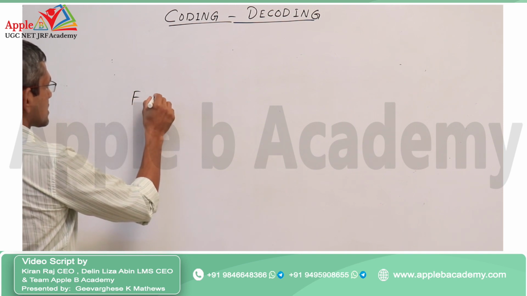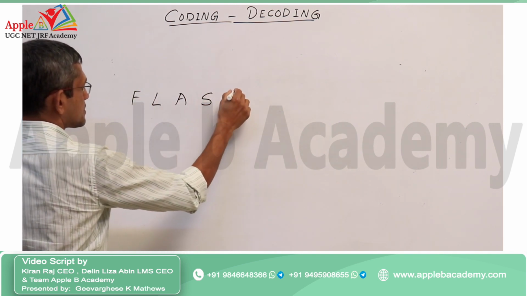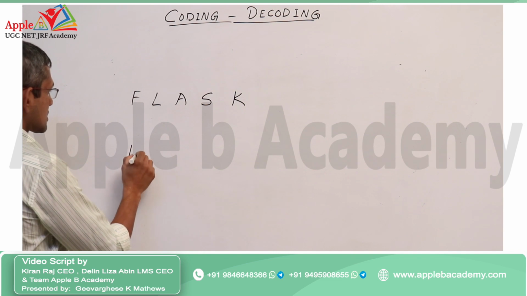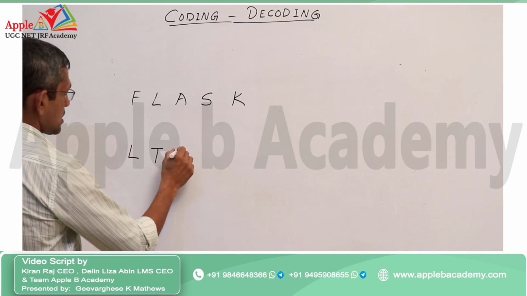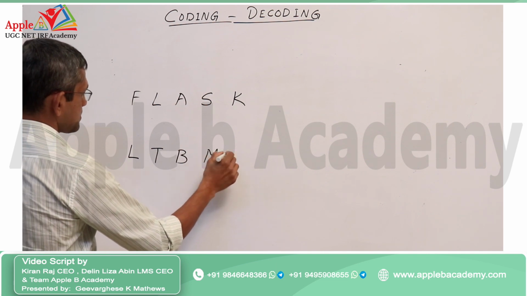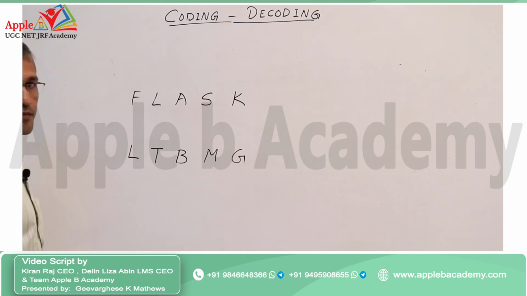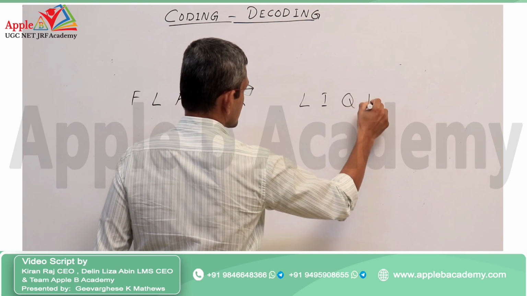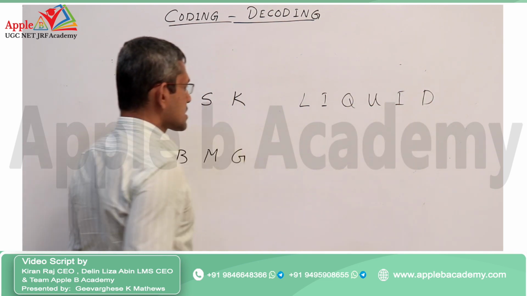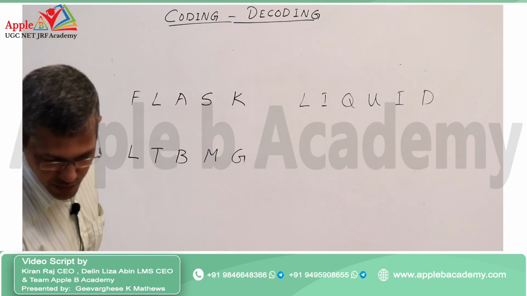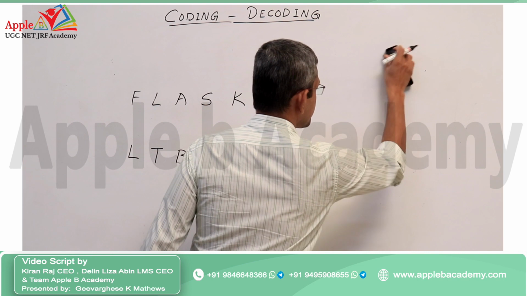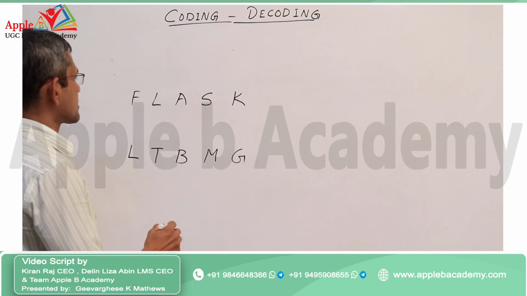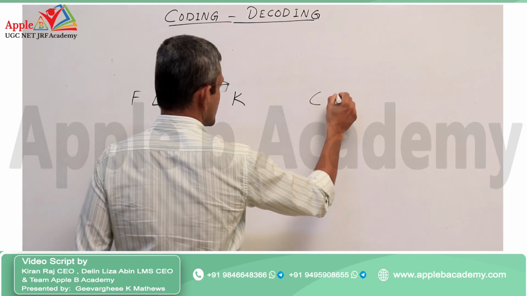How about something like a flask? So flask is coded as LTBMG, flask, and of course liquid. Liquid is a 6-letter word, then you may have a confusion about that. We'll go for a 5-letter word. Flask and the cover of the flask, yes, cover.